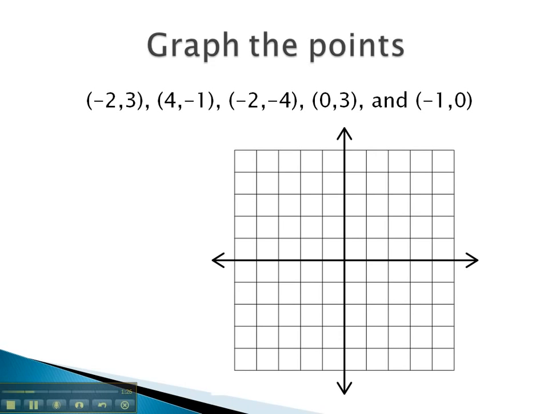Let's look at how we can graph these points on the coordinate plane. The first point is -2, 3. That's -2 on the x number line and 3 on the y number line. -2 means 2 to the left and 3 up. This is our point. Similarly, 4, -1 is 4 on the x, -1 on the y. 4 to the right and 1 down.